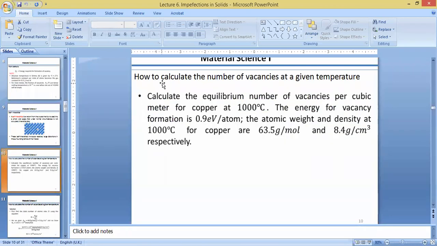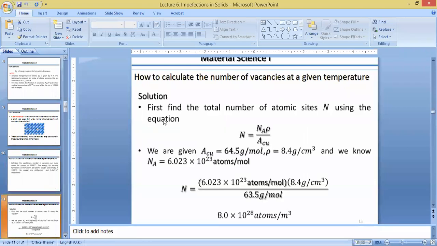Okay, so questions will come also where you'll be asked to calculate the number of vacancies at a given temperature. So there's an example here. It says calculate the number of vacancies per cubic meter for copper at 1000 degrees Celsius. The energy for vacancy formation, you're given that one. The atomic weight is given, and the density. So weight and density for copper is given and you're asked to calculate.